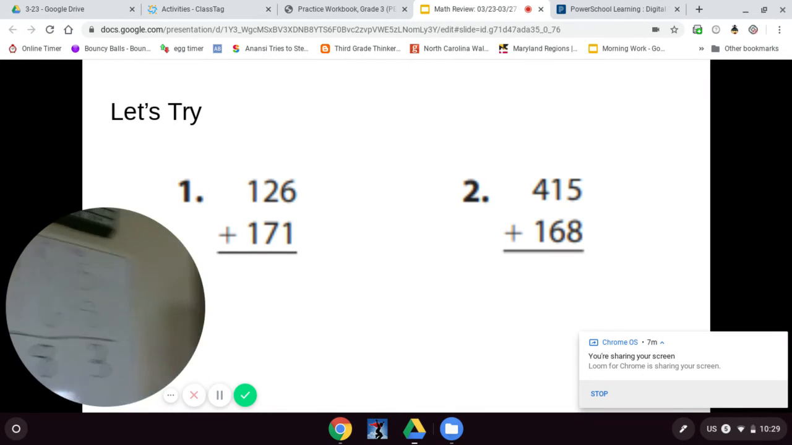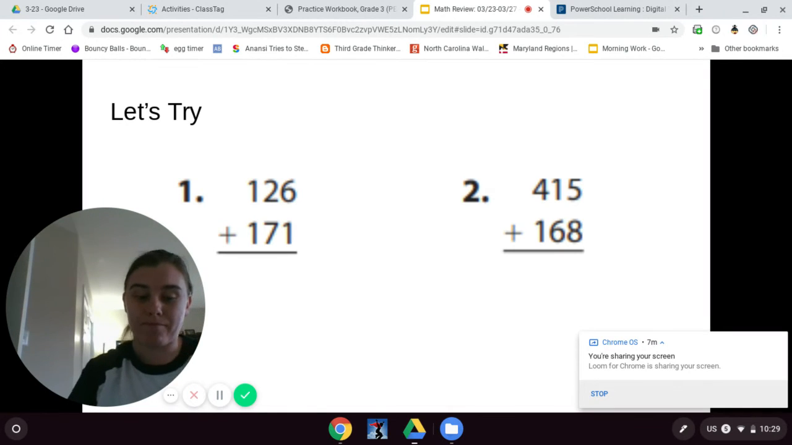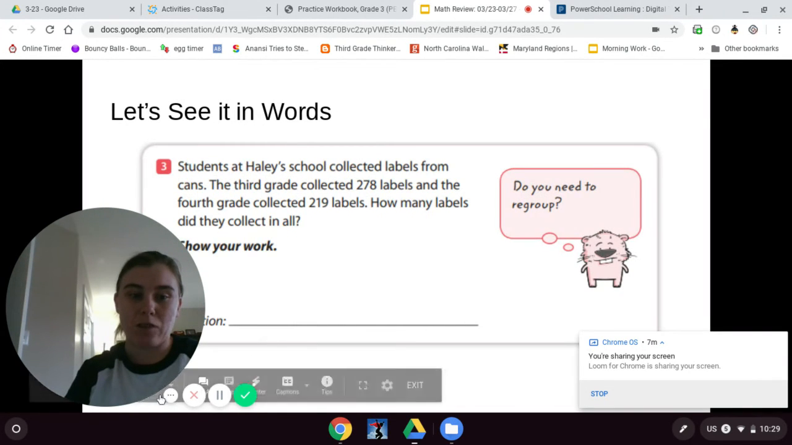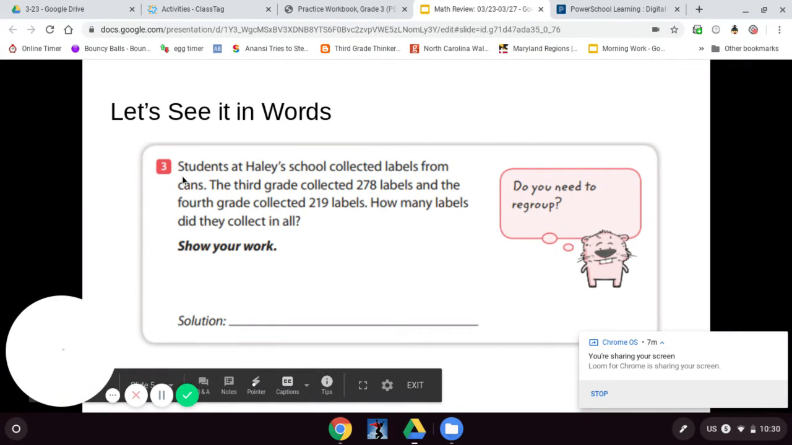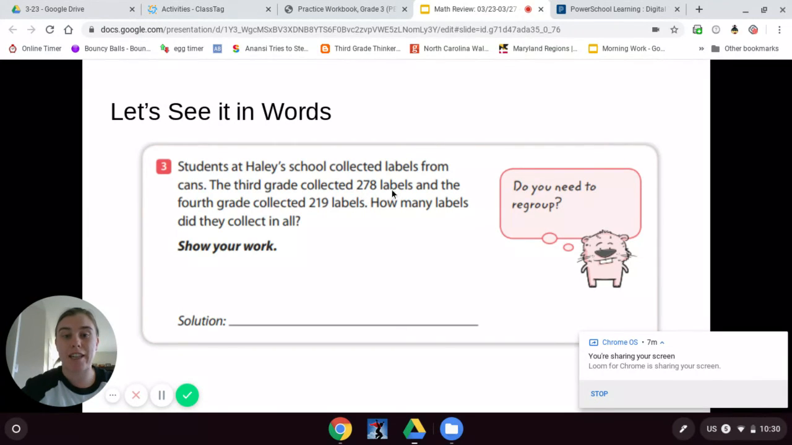Let's see how we would do this in a word problem format. Okay, so I'm just going to make myself smaller again. And you can follow along with me while I read. Students at Haley's school collected labels from cans. The third grade collected 278 labels, and the fourth grade collected 219 labels. How many labels did they collect in all?